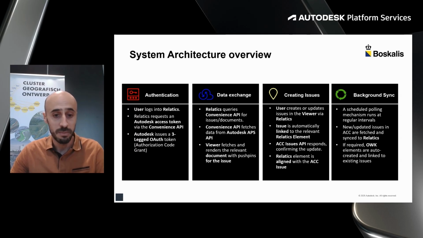As a backbone, we have the background service. This one is scheduled to synchronize between ACC and Relatics, only one way. So from ACC to Relatics, in this case, ACC is always leading. And a scheduler checks for new updated issues in ACC and pulls them also back into Relatics.